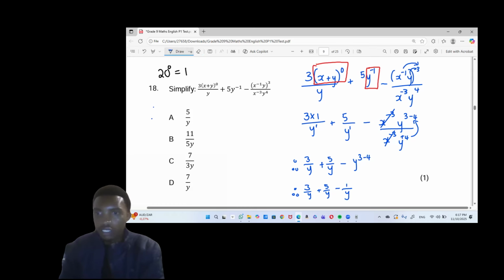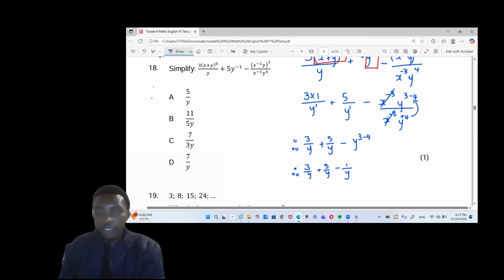Correct? Yes. So now looking here, at this point, do we have the same common denominator? Yes. Our denominator is y, correct? So if we have a common denominator that is the same, we can simply write it alone. And then we have 3 plus 5 minus 1, which will then give us how much? 7. 7 over y. So what is our answer? D. Our answer is D.